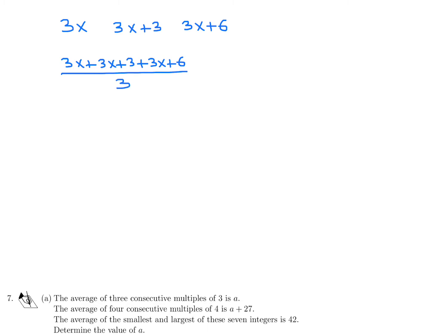So a multiple of 3 is going to be of the form 3x. And then they have 3 consecutive multiples of 3. So you have 3x, you have 3x plus 3, the very next one, and 3x plus 6, right? Those are my 3 consecutive multiples of 3. And they're saying that the average is equal to A. So 3x plus 3x plus 3 plus 3x plus 6, divided by 3, is equal to A.